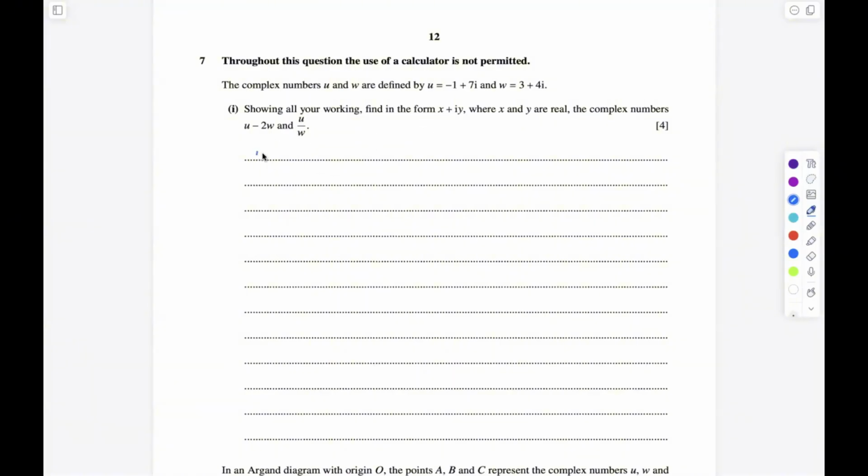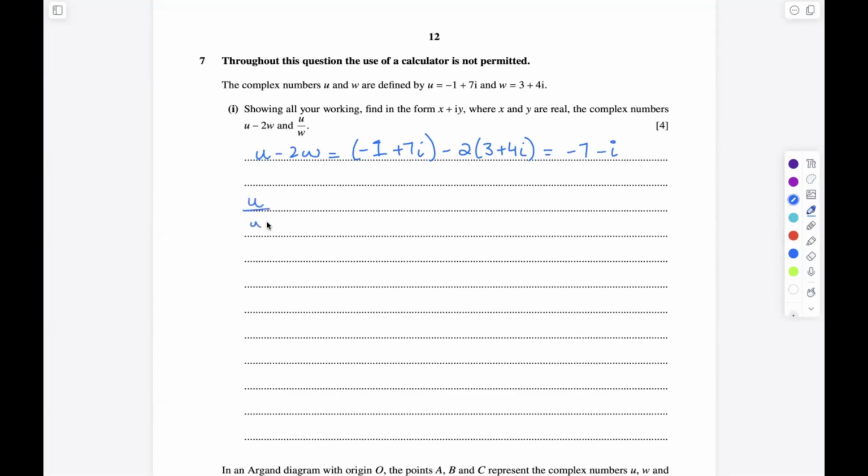In the first step, u - 2w becomes -1 + 7i - 2 times (3 + 4i). Simplifying this, we get -1 - 6, which is -7, and 7i - 8i, which is -i. So this is u - 2w.